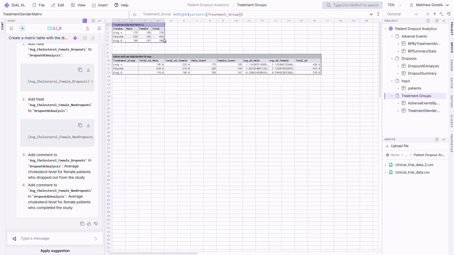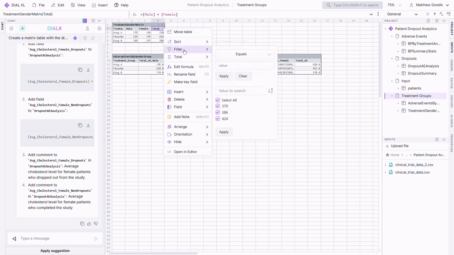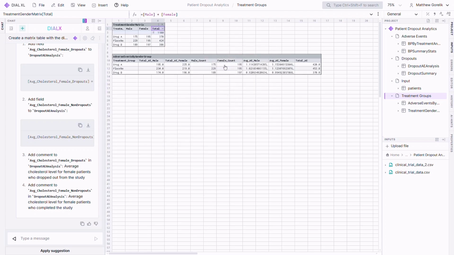We hope you enjoyed this demonstration of how AI-powered agents and data platforms can help clinical trials be researched more effectively than ever before.